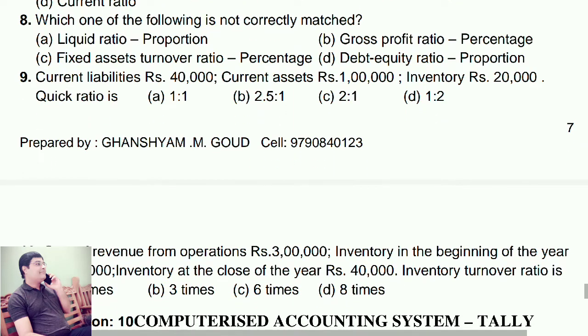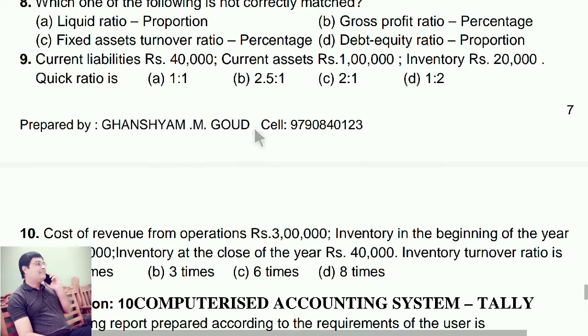8th question. Which one of the following is not correctly matched? The answer is C. Fixed asset turnover ratio minus percentage. This is the wrong match. So this is the answer for this question, because they ask which is not correctly matched. So the answer is C.